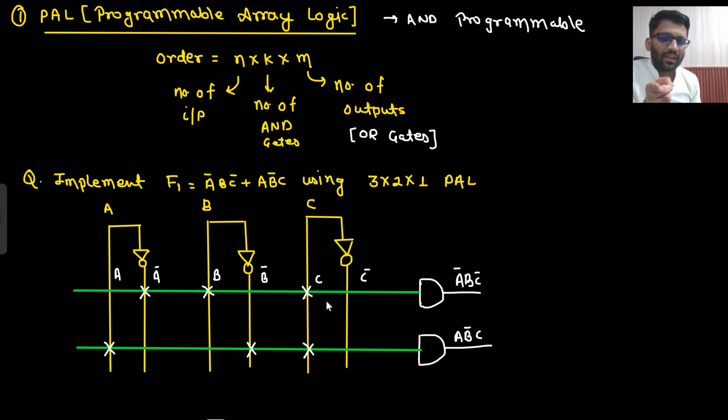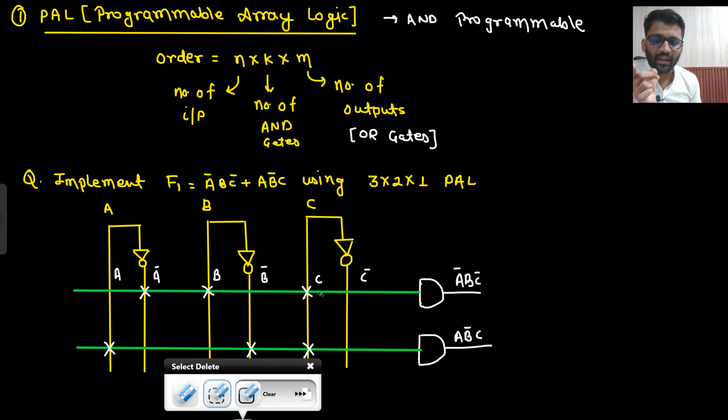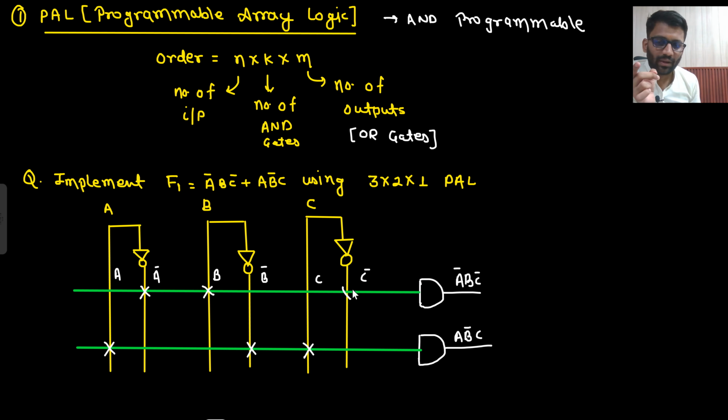To this AND gate, these 3 inputs are there: A bar, B, C. No, I need A bar, B, C bar. So A bar, B, C bar, these 3 inputs are there. So this is how we represent it. Why are we representing it in this manner? Because our AND gate is programmable, but our OR gate is fixed. Our OR gate is fixed because this is PAL logic.